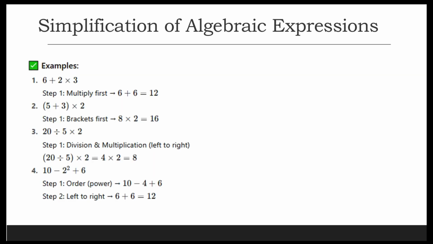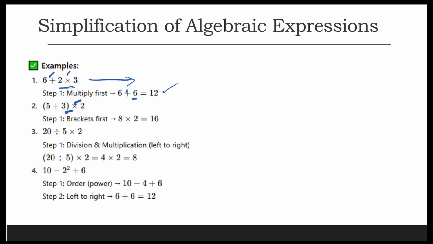Now let's look at this. So first what? There are two things here. One is addition, one is multiplication. As per BODMAS, M comes before A. So we have to solve the multiplication first, which is 2 into 3, 6. And then we have to solve this addition. So 6 plus 6 is 12.